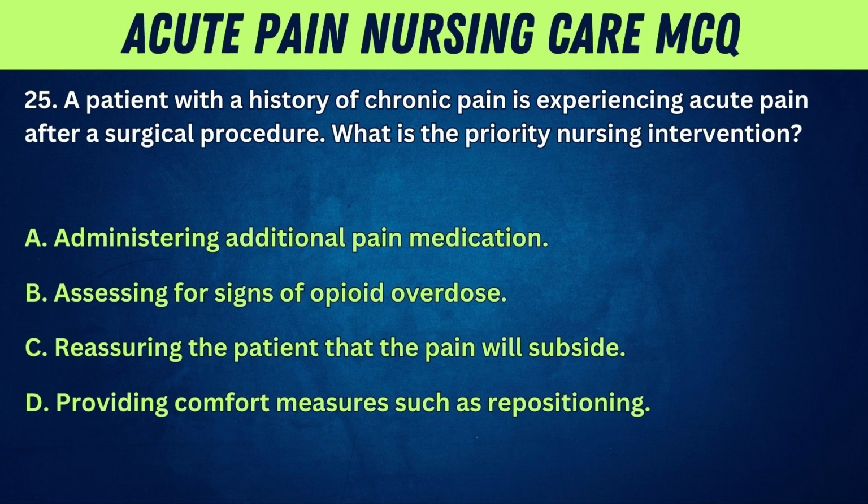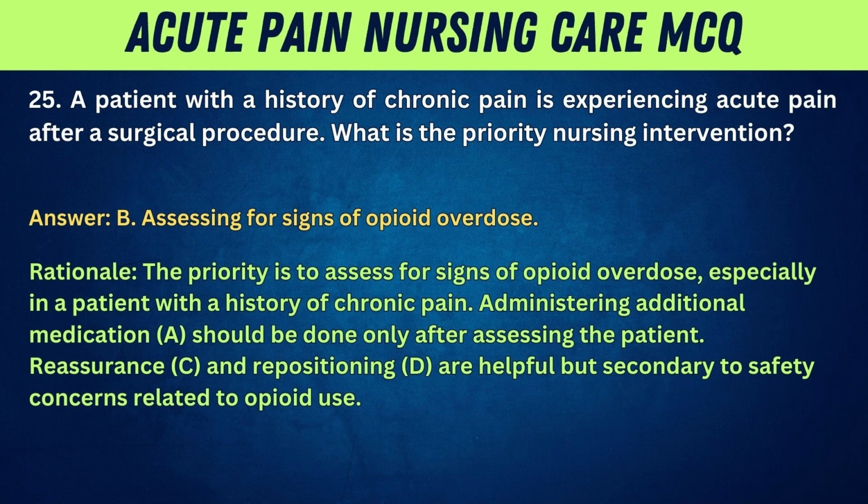25. A patient with a history of chronic pain is experiencing acute pain after a surgical procedure. What is the priority nursing intervention? A, administering additional pain medication. B, assessing for signs of opioid overdose. C, reassuring the patient that the pain will subside. D, providing comfort measures such as repositioning. Answer: B, assessing for signs of opioid overdose.